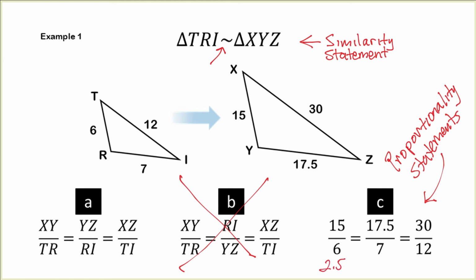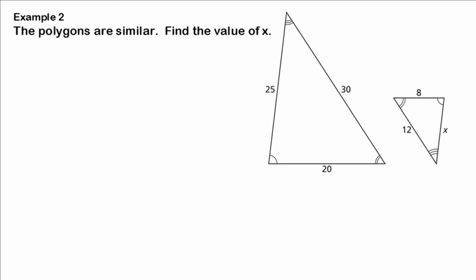17.5 divided by 7 is 2.5. And 30 divided by 12 is 2.5. So on this question, the scale factor is 2.5. In example 2, the polygons are similar and they want us to find the value of x.